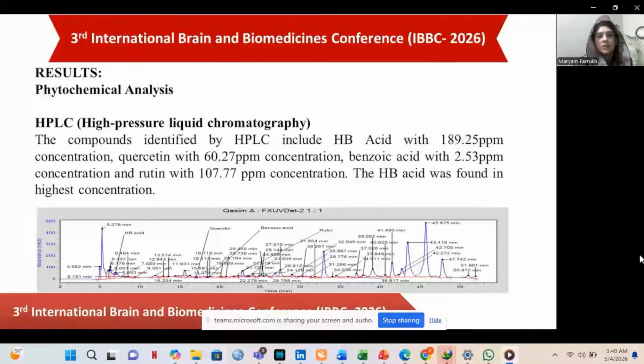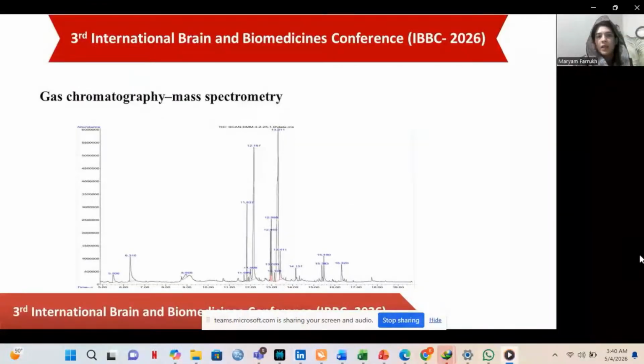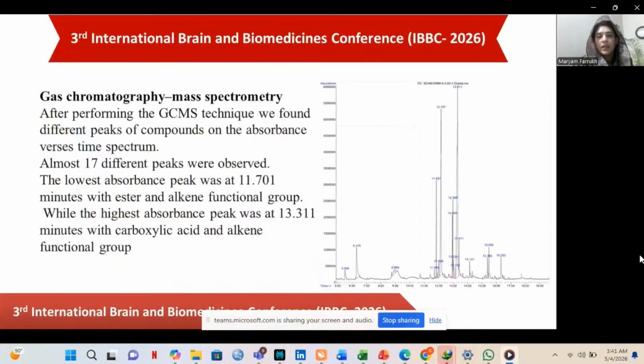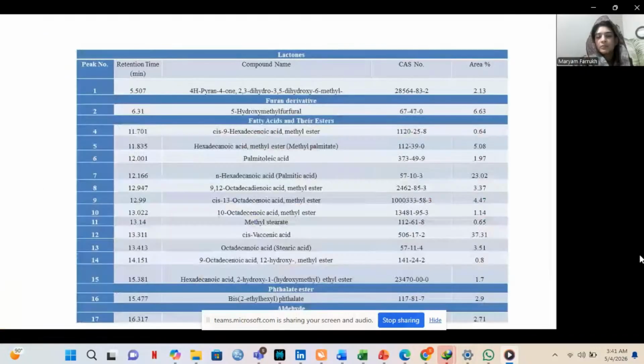Next are the results of GCMS. GCMS is gas chromatography, mass spectrometry. Here you can see the different peaks. 17 different peaks of the compounds were identified. The lowest peak was determined at 11.07 minutes, while the highest peak was noticed at 13.701 minutes. The results of GCMS are shown in table form. In the table, you can see the peak number, retention time in minutes, compound name, identified CAS number, and area percentage.